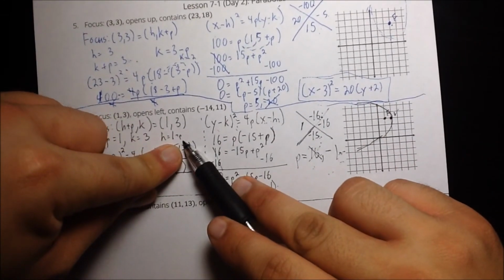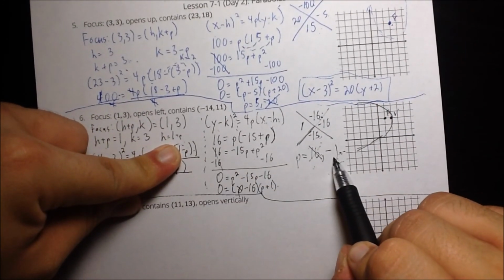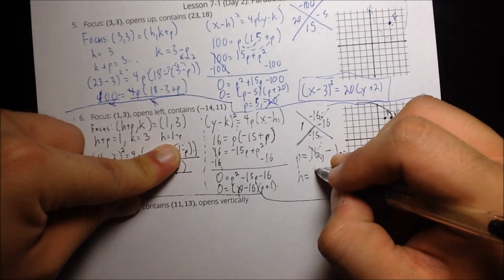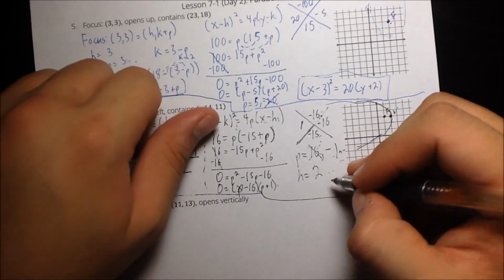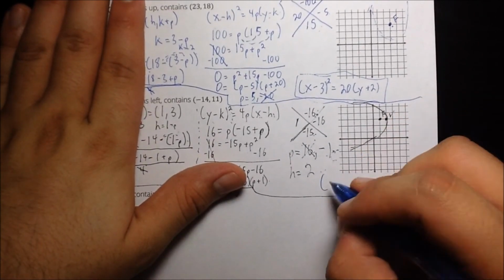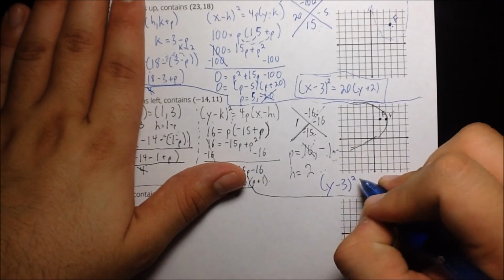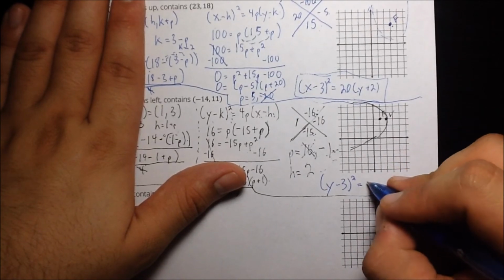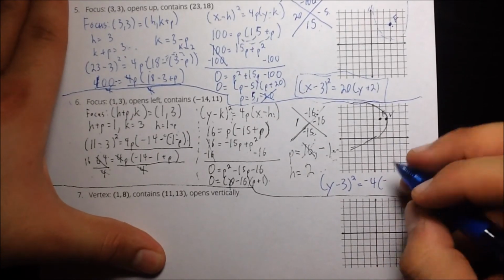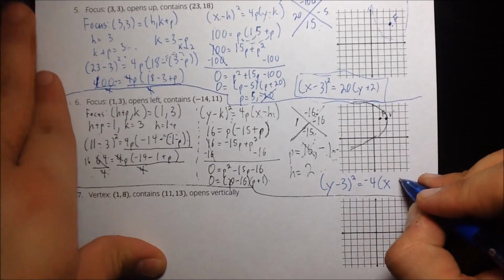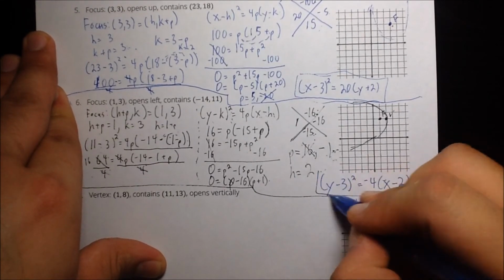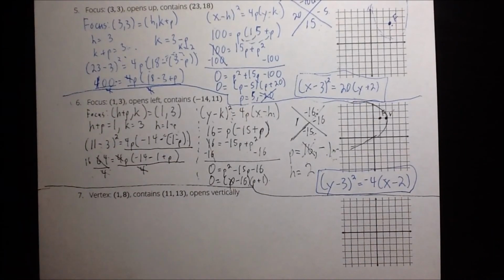And so we can also figure out h. H is 1 minus p. So 1 minus 1 is going to be, h is equal to 2. So we can write our equation. y minus 3 squared is equal to negative 4 times x minus 2. And that's it. You are done with your homework.